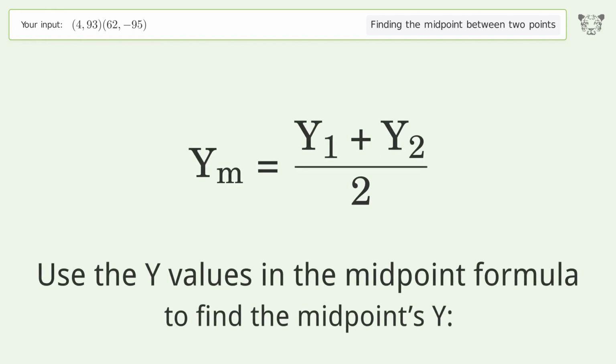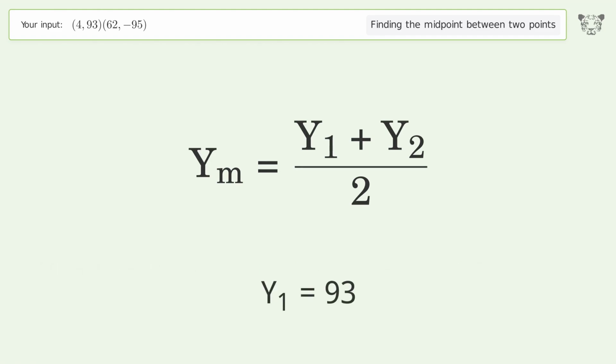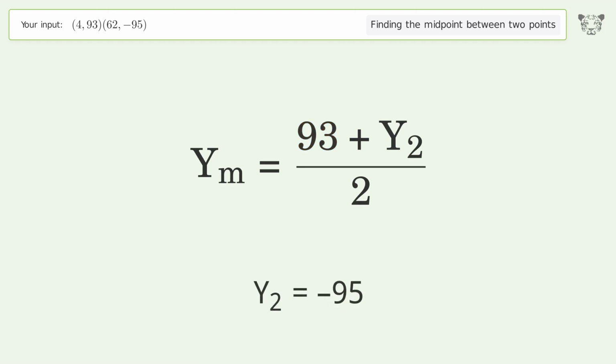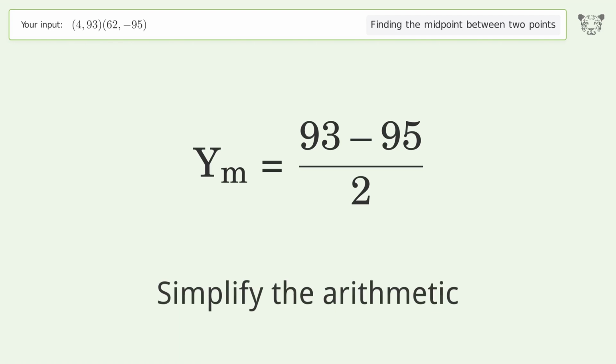Use the y values in the midpoint formula to find the midpoint's y. y1 equals 93. y2 equals -95. Simplify the arithmetic.